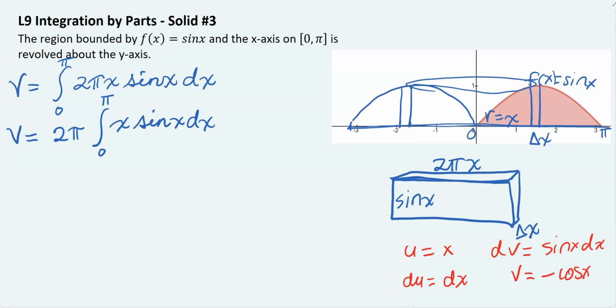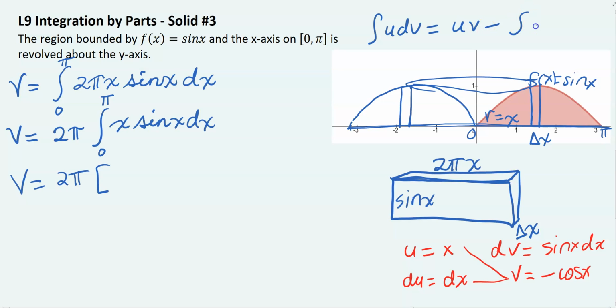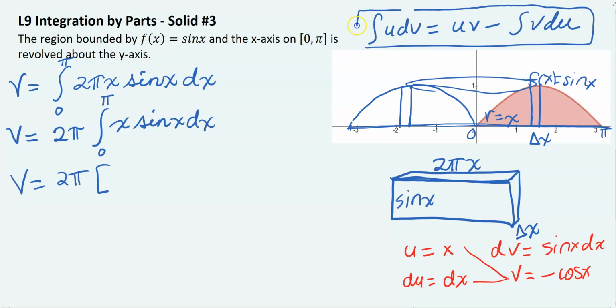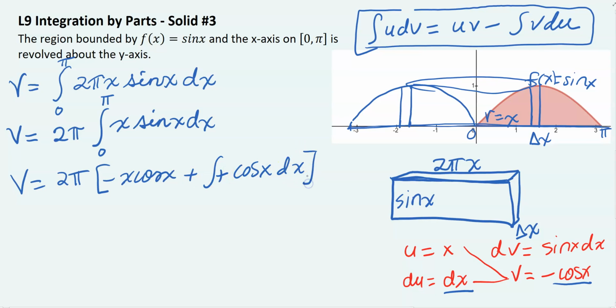Okay, so then we would go back to here and say, hey, volume would be 2 pi. And remember, the integral of u dv is equal to uv minus the integral of v du. Okay, that's integration by parts. So I would have uv, which would be negative x cosine x, minus the integral of negative cosine x dx. Negative cosine x dx minus a negative, that's a plus.